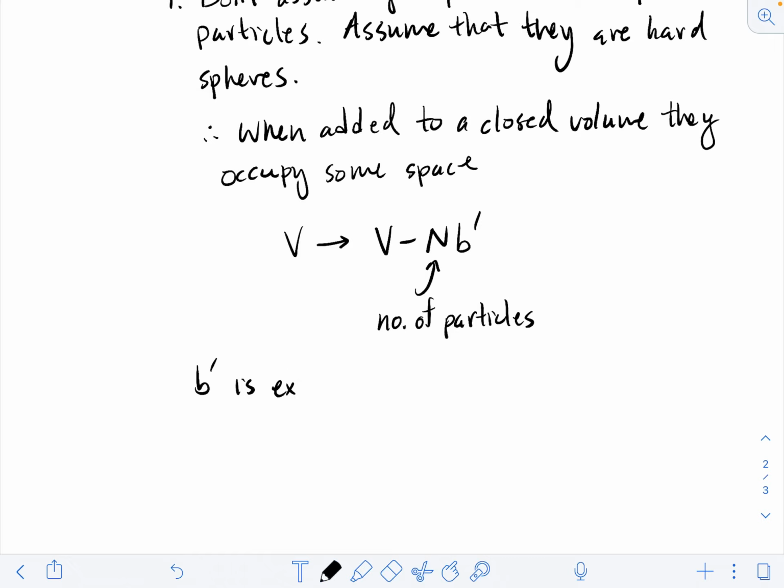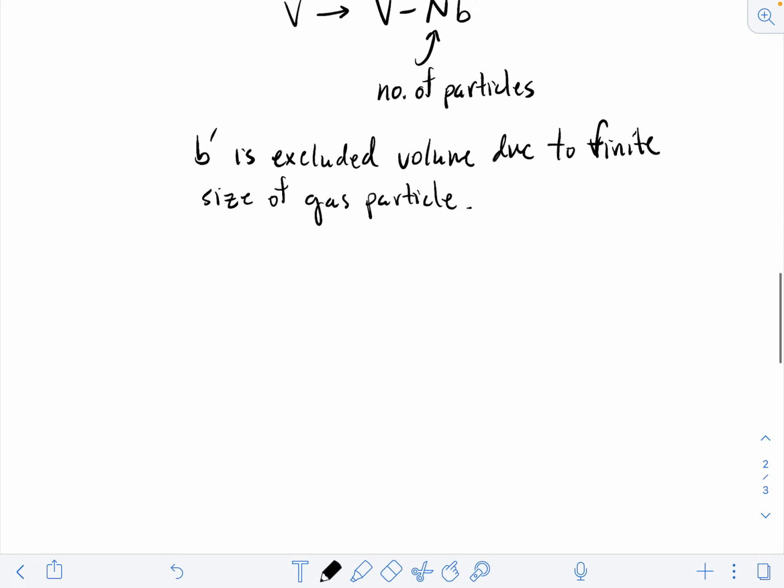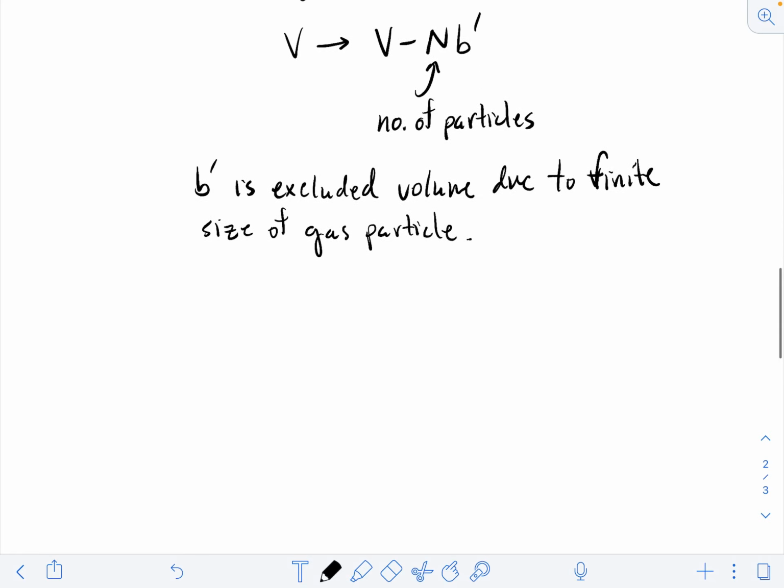I did it again. Excluded volume due to finite size of a gas particle. Right, essentially, B prime is the volume of our hard sphere. Okay, so that's one assumption. So there's going to be a modification to the volume in our equation of state.